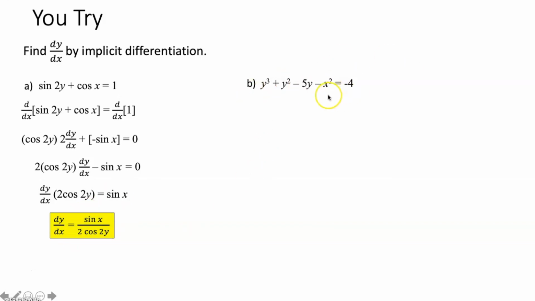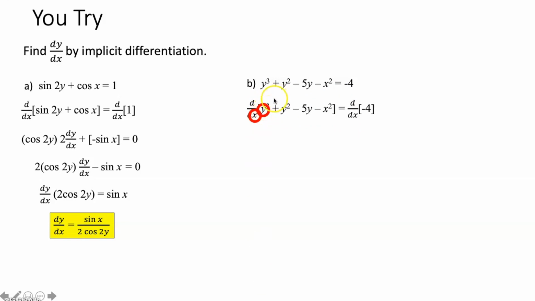Over here, I'm doing the same thing. So to implicitly differentiate this equation right here, first step is to take the derivative of both sides of the equation with respect to x. So in order to take the derivative of this side of the equation with respect to x, I got to take the derivative of each term separately. Let's start with y cubed.